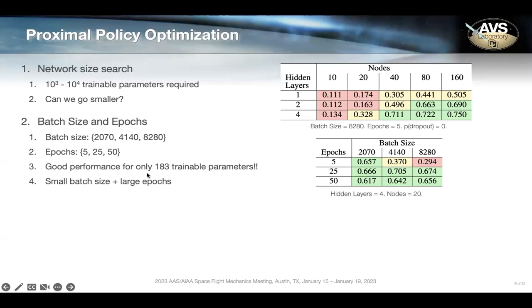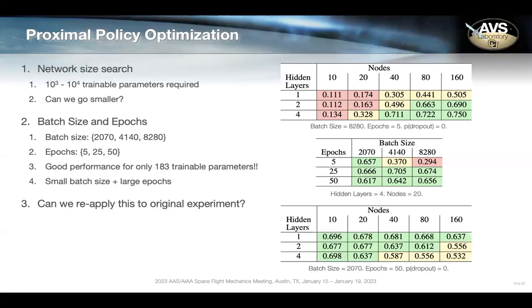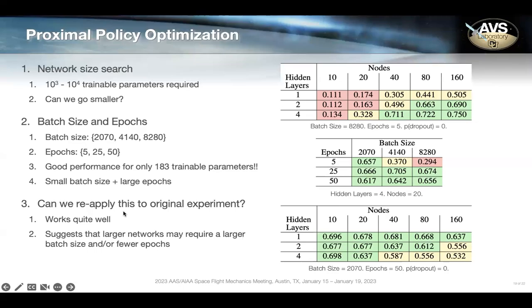So that's really good. But now we want to know what happens when we reapply what we've just found here to the original experiment. Does this apply to the larger networks? And no, not necessarily, right? So as the networks get larger, our performance starts to decrease a little bit. We're not in the red, but we do get yellow. But that's really for the largest networks. Most of the networks still perform extremely well. So really this suggests that larger networks might require a larger batch size and/or fewer epochs. We don't know yet. We have to perform that experiment, but really that doesn't matter too much.